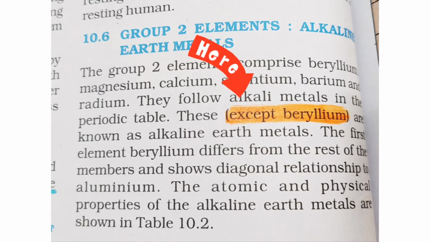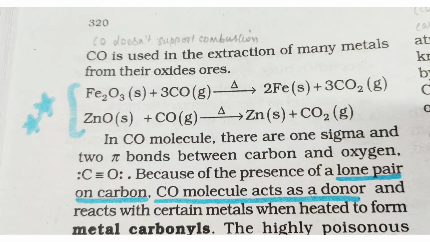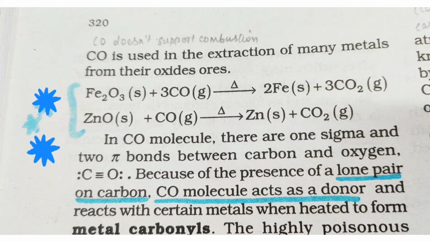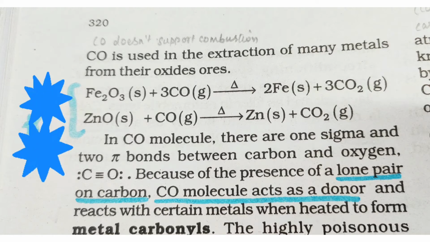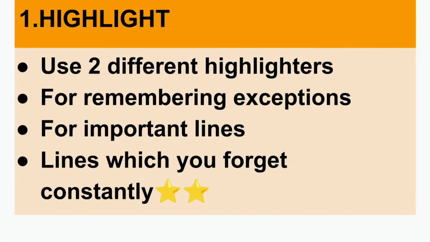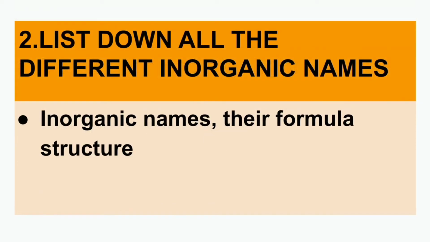All right, so another thing is there are certain lines which you often forget constantly. So for those lines, you can use the blue color highlighter and just make two stars, which means that next time when you study, just see the blue color highlighters, and wherever you see the double starred line, read it twice, like revise it twice, and then go for the orange color highlights. Okay, so these are the three things which you can do while highlighting.